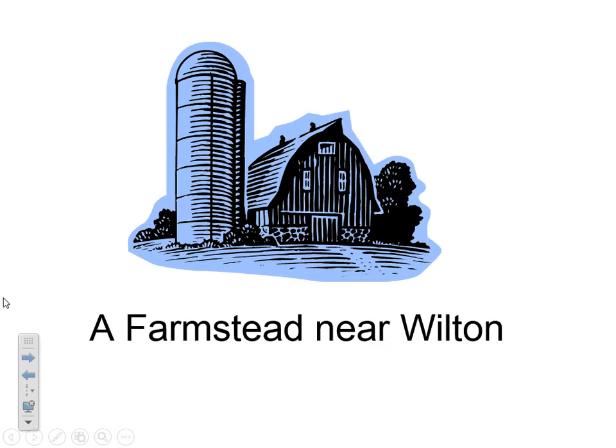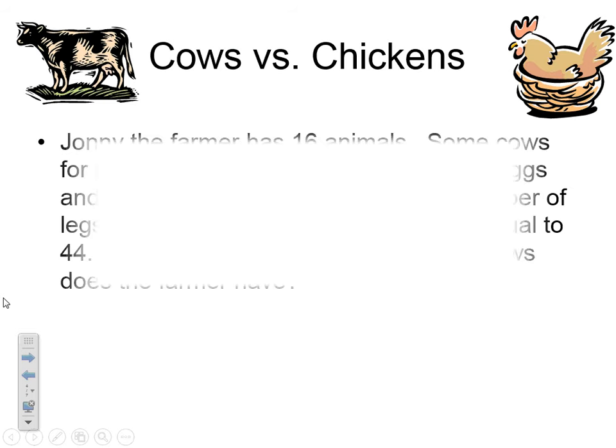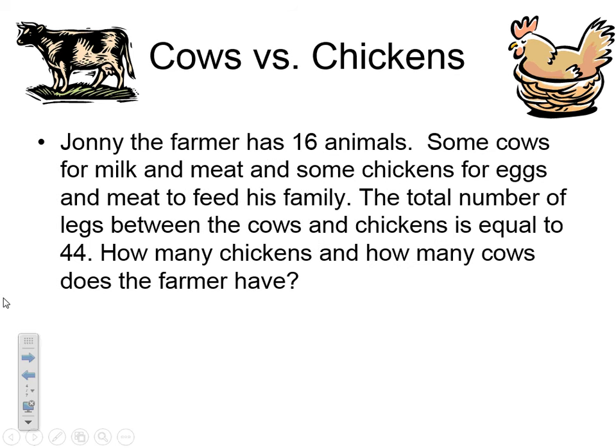Alright, that brings us to the farm near Wilton. Cows versus chickens. Johnny, the farmer, has 16 animals. Some cows for milk and meat, and some chickens for eggs and meat to feed his family. The total number of legs between cows and chickens is equal to 44. How many chickens and how many cows does the farmer have?